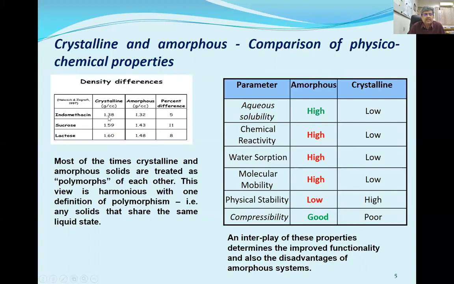Indomethacin crystalline has a true density of 1.38, whereas amorphous has 1.32. Sucrose has 1.59 for crystalline, 1.43 for amorphous. Lactose has 1.60 for crystalline and 1.48 for the amorphous, which means the true density of the amorphous form is lower than that of the crystalline form in all the cases, and these are the differences in percentage between the crystalline and the amorphous form.